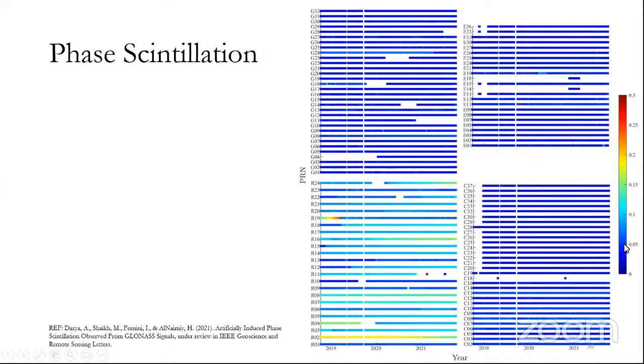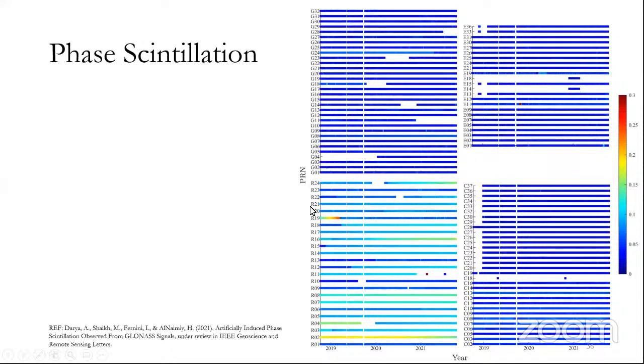And this is the phase scintillation. 0 represents no scintillation, 0.15 represents moderate scintillation, and 0.3 represents severe scintillation. Now, since this is a period of low solar activity, we expected not to see anything from any of the constellations. As you can see here, GPS top left and Galileo top right, as well as BeiDou bottom right, showed no variation in phase scintillation, as expected.